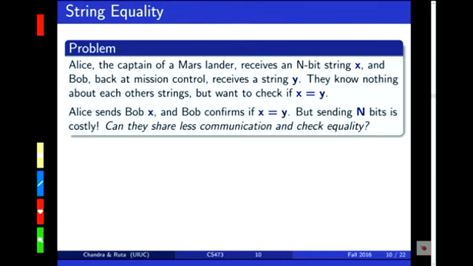One possibility could be just Alice sends x and Bob confirms whether x equals y. We are not assuming any communication errors. If Alice sends x, Bob gets x exactly. But then Alice has to send n bits, which could be very costly because it's coming from Mars. So what they want to do is share as little communication as possible and still check this equality.